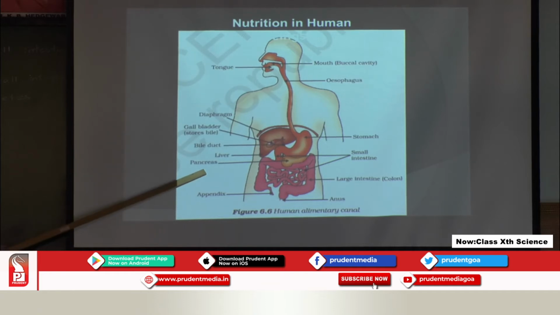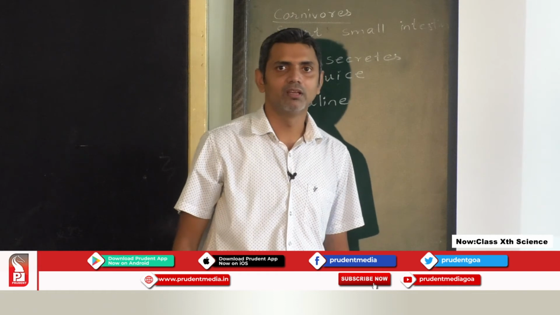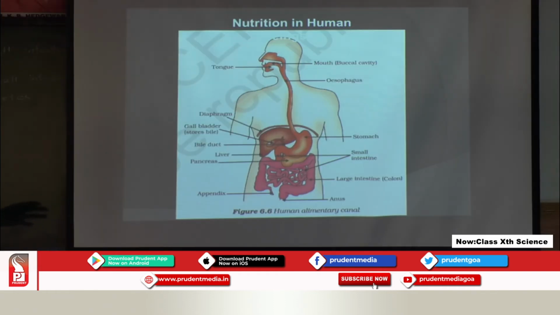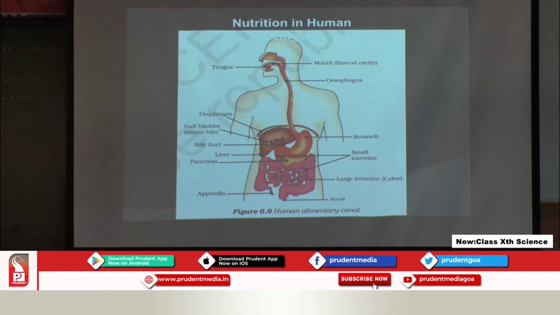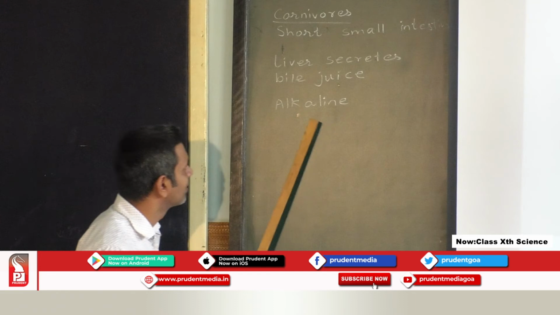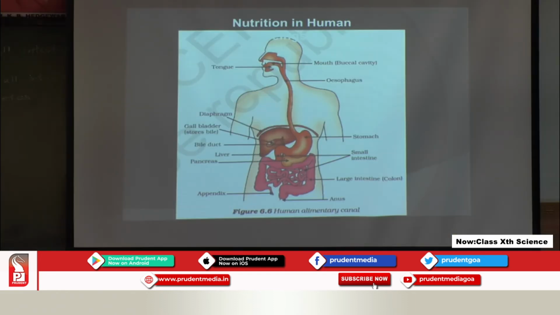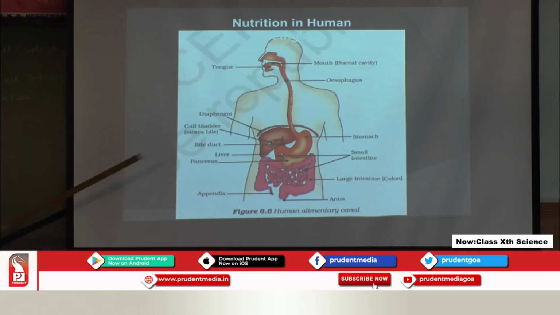Pancreas secretes pancreatic juice, which consists of two enzymes known as trypsin and lipase. Once the medium is made alkaline, I said just now that bile juice makes the medium alkaline, and once the medium is made alkaline, those enzymes present in pancreatic juice, which is secreted by the pancreas, can act properly.